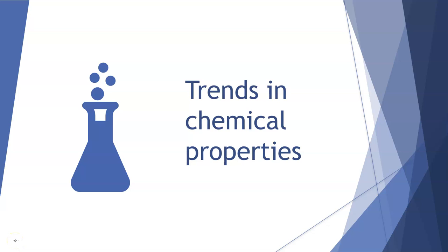Hi, and welcome back to what will be the last of our videos on the periodic table. This time we're going to talk about trends in chemical properties. Again, these will be relating back to the ideas of core charge, distance from the nucleus, electron configuration, and how our valence electrons are arranged.